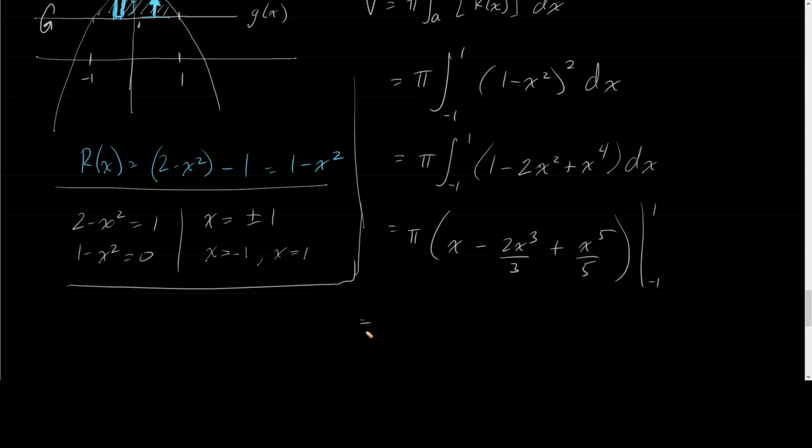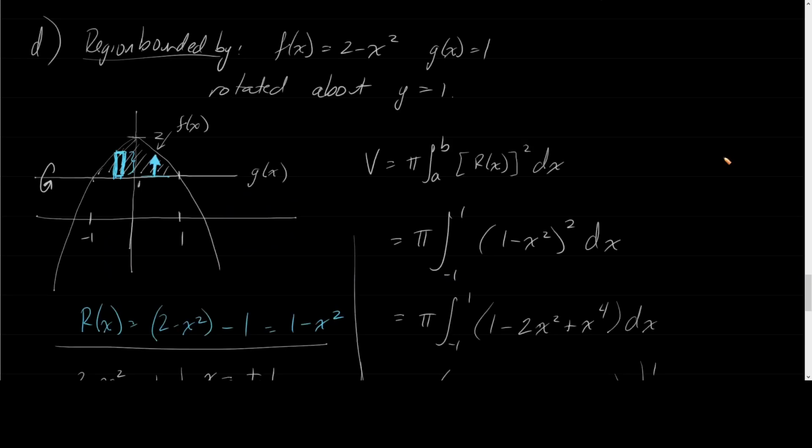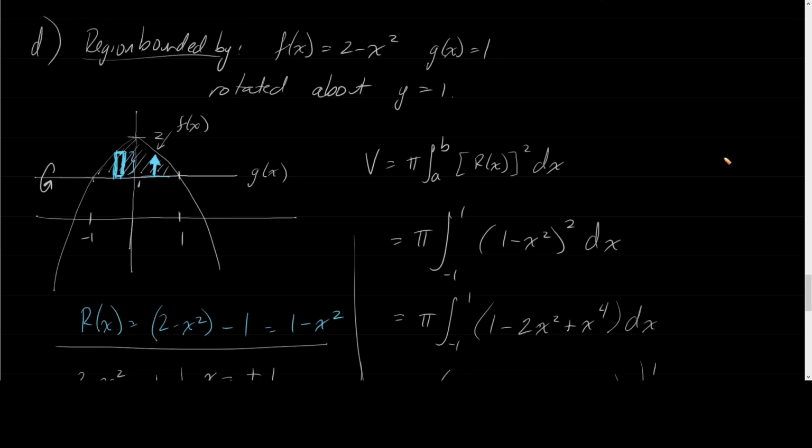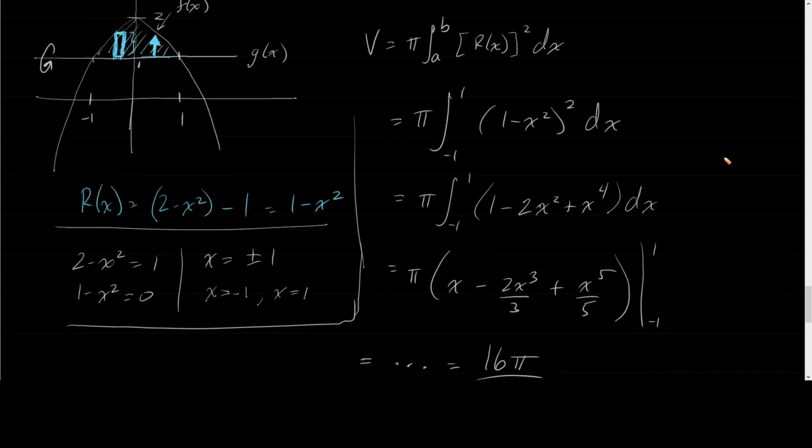Now, in here, I'm going to skip the steps of actually plugging all this in. I'm going to leave that up to you. The point is you plug in 1, plug in negative 1, and if you do it correctly, you should get 16 pi over 15. So that was finding the volume of a rotated region about a horizontal axis that wasn't the x-axis. So let's do something similar, but along the y-axis, right?